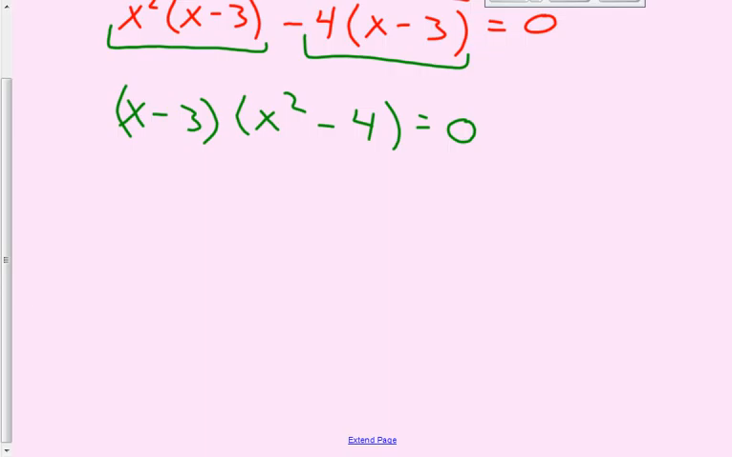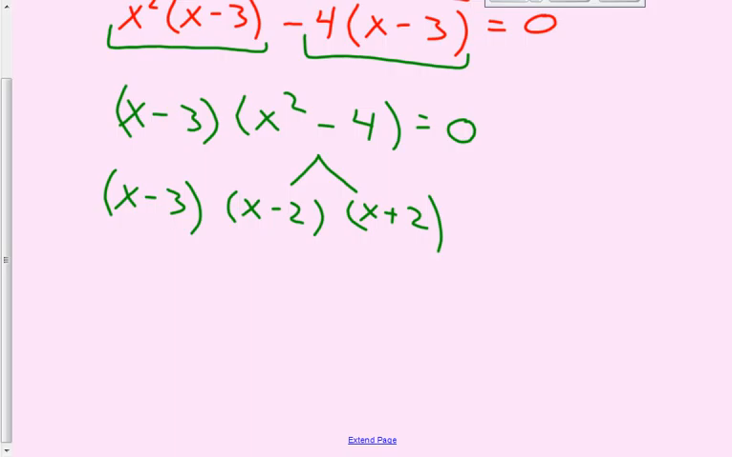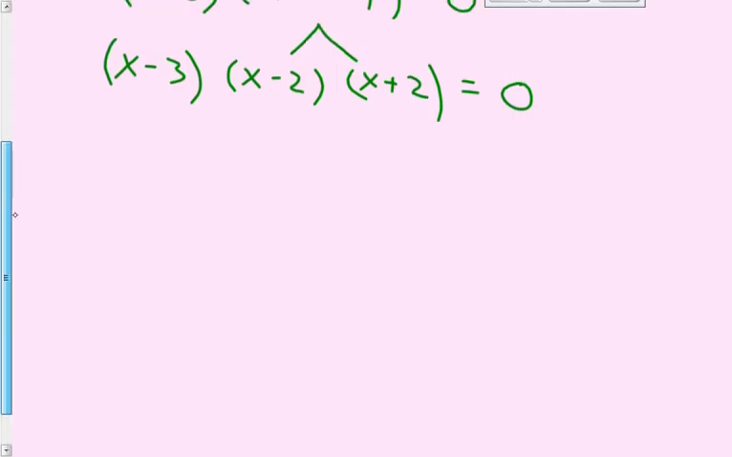If you stopped right here and said both of them equal to 0, that's just fine. What you could have done as well is you could have broken this up, because this is the difference of 2 squares. So I'm just going to bring this x minus 3 down. And now this factors down to x minus 2 times x plus 2. And that equals 0.